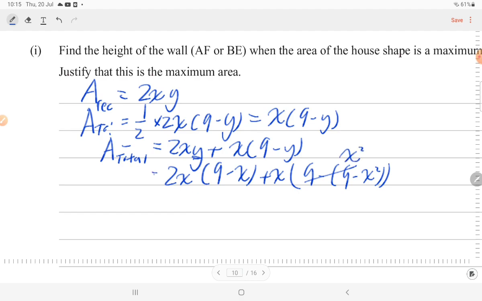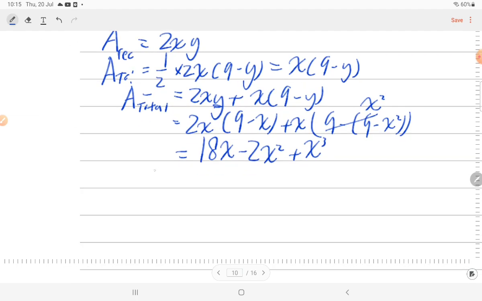So then let's just expand this out. 18x, take away 2x cubed, plus x times x squared is x cubed. So maximizing, we want to take the derivative and set it to 0. So A dash is equal to 18, take the 1 off, take away 2x, then take the 1 off and take it in front and take it off the power, so 4x plus 3x squared.